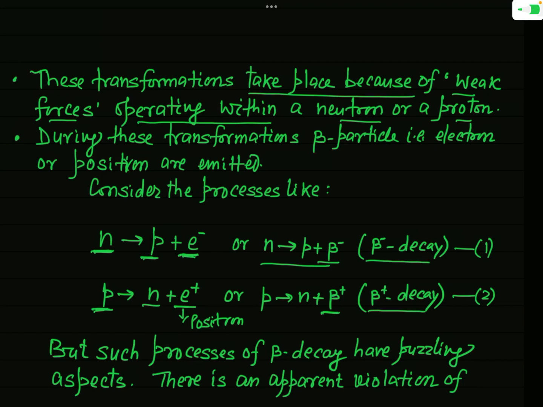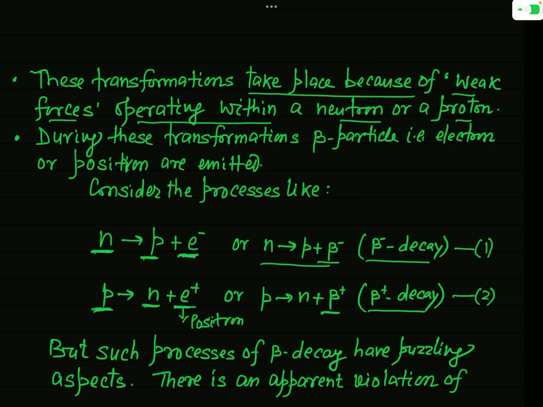In fact, in any nuclear process, the different conservation principles must be satisfied. Whenever any nuclear process or any nuclear reaction takes place, all the conservation principles must be valid, and only if all the conservation principles are valid can you say that the process will proceed. So we will test whether these processes of conversion of neutron into proton and electron, or proton into neutron and positron, are valid processes or not. We will check on the basis of the different conservation principles.